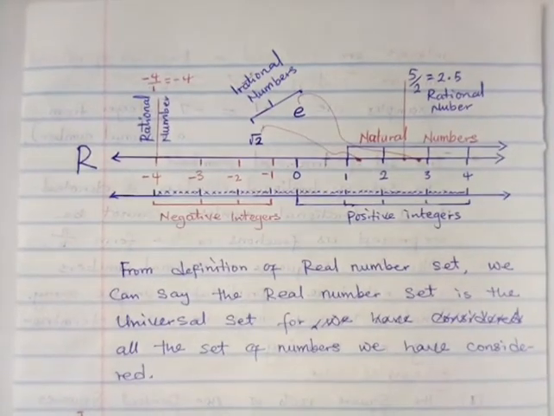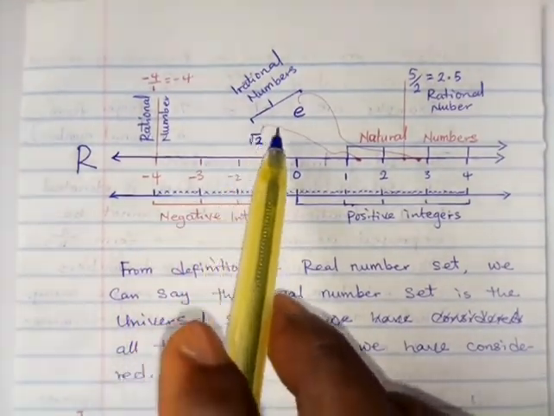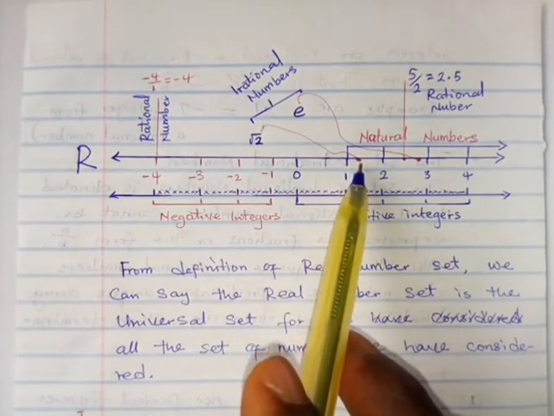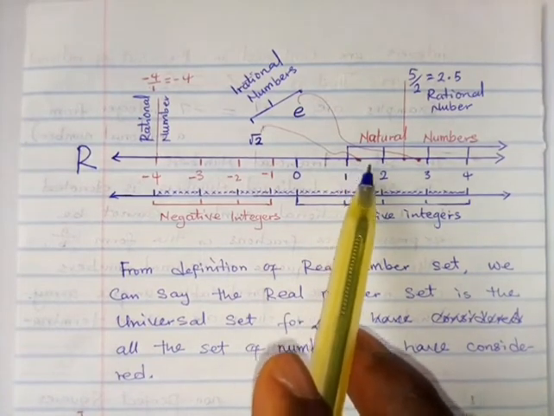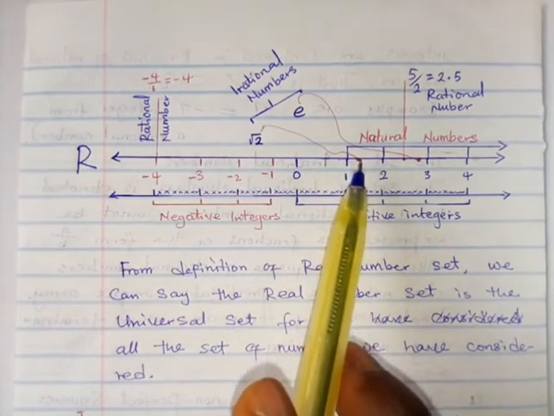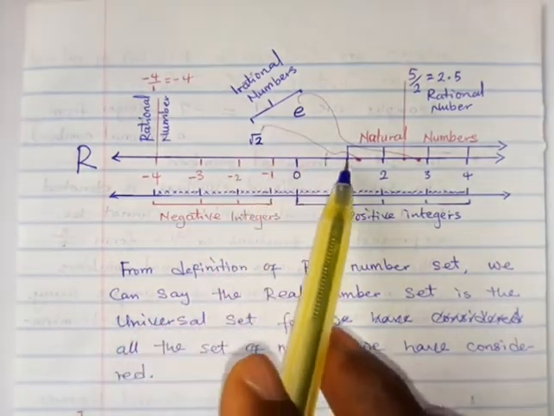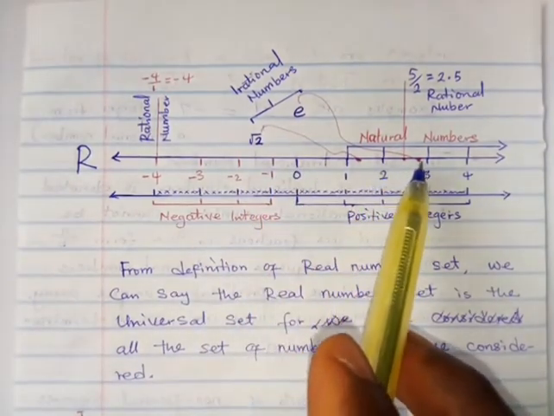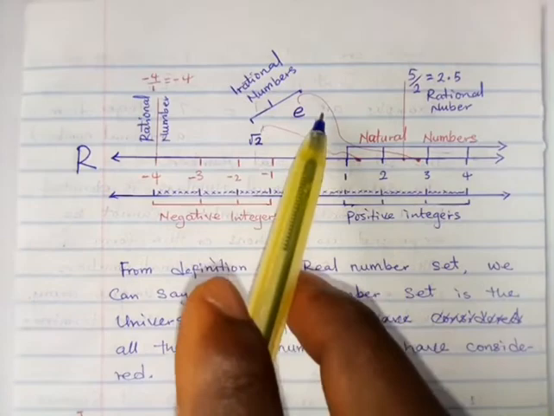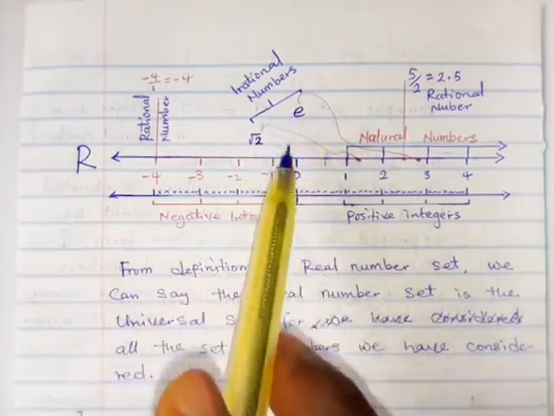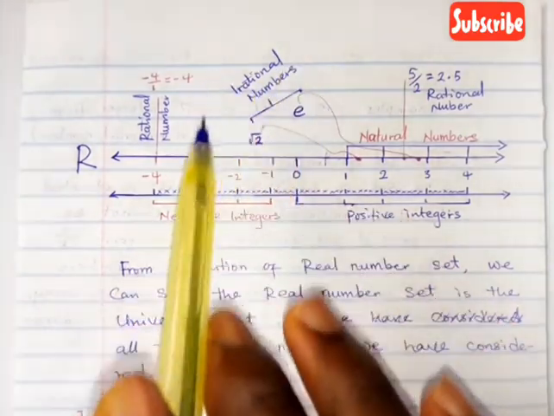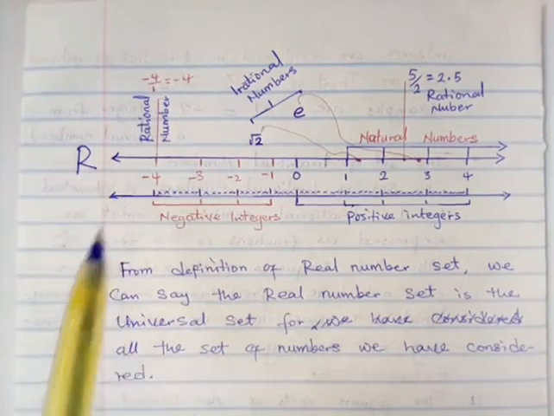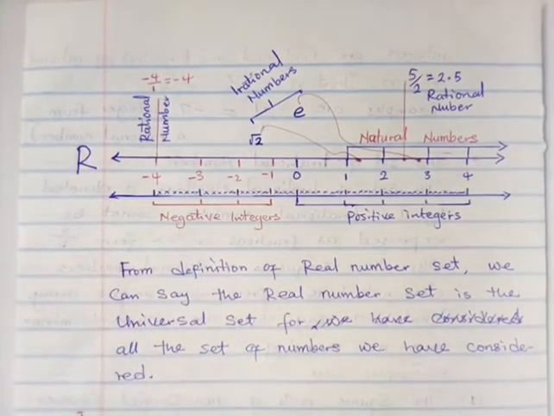Okay, so we proceed to the set of irrational numbers. Root 2 will fall somewhere here, and the decimal there is non-terminating and non-recurring. So this is an irrational number. Exponential e will give us 2.7, so it will fall somewhere here, and this is an irrational number. It therefore follows that the set of irrational numbers is a subset of the set of real numbers.